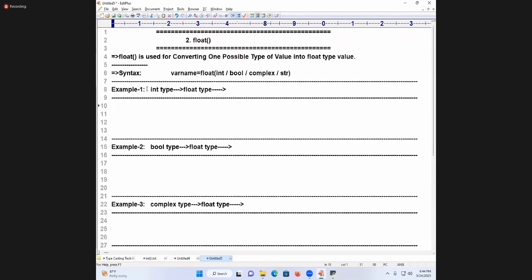Okay, guys. Go to int type to float type. Carefully understand. a = 100. print(a, type(a)). Got it? Now convert into which type? Float type. How do you do that now? b = float(a). Possible or not possible? Possible. Every integer value can be treated as which type? Float type. Very good. Possible.